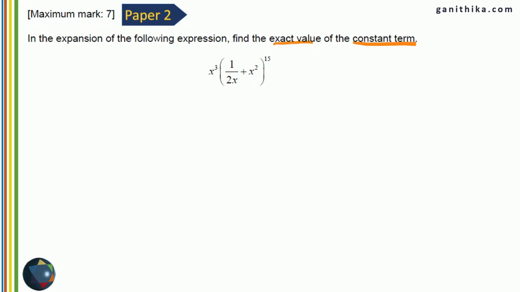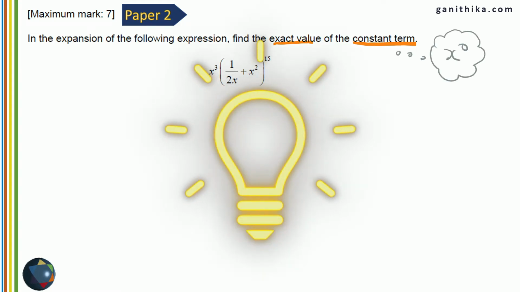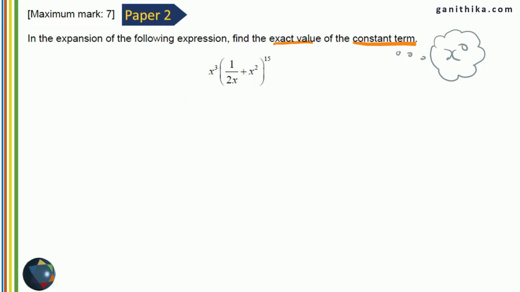of the constant term. The moment you see the word constant term, what should strike your mind is that you are looking for the x power 0 term, right? So, this is what you will get into your mind the moment you see constant term. The power of x is supposed to be 0 if you want the constant term. And here it is not a single expression, you have 2 expressions. There is an x cube here, there is another expression.